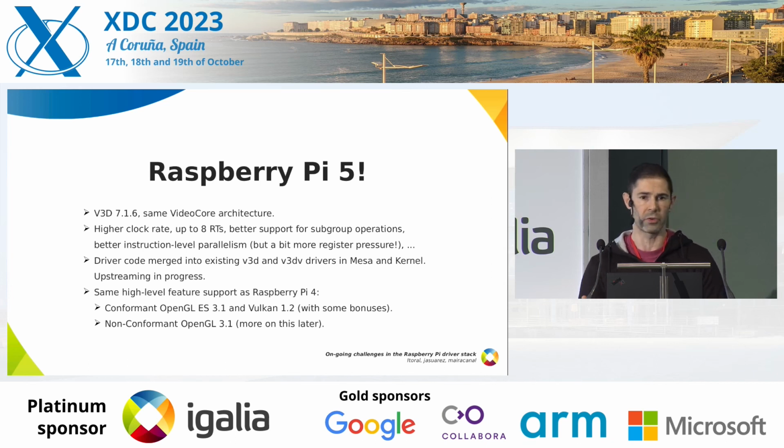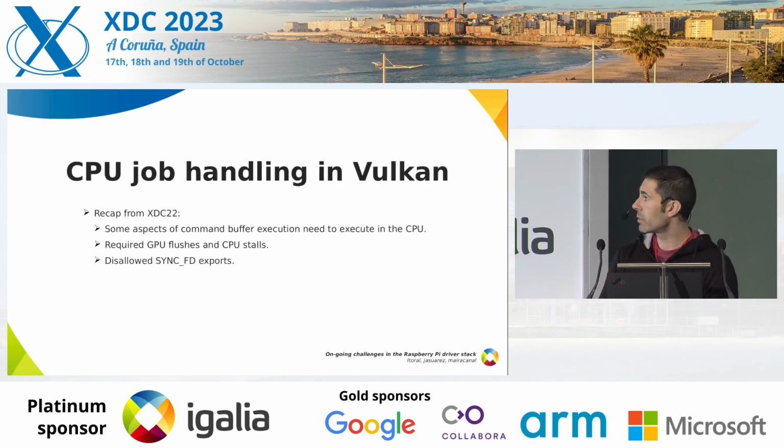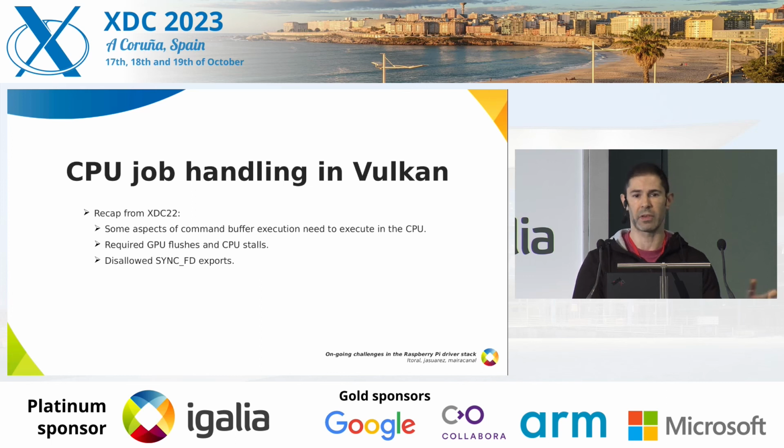And then we also expose a non-conformant version of OpenGL 3.1. This is also for Raspberry Pi 4, and Juan will talk about this a bit more later. Okay, so that's it for the Raspberry Pi 5 stuff. Now let's talk about some of the work that we have been doing outside Raspberry Pi 5.